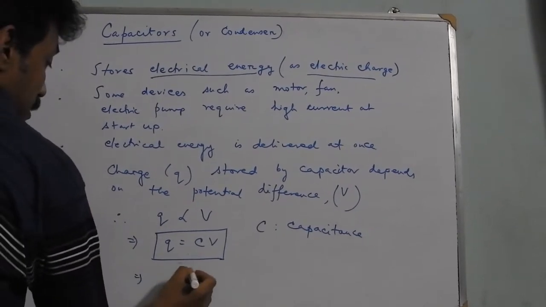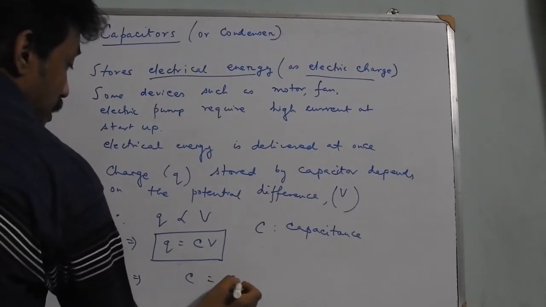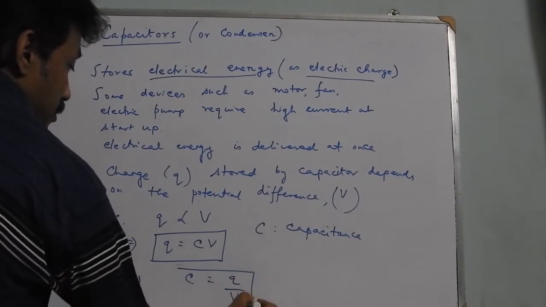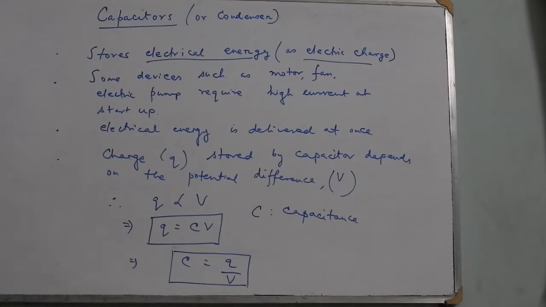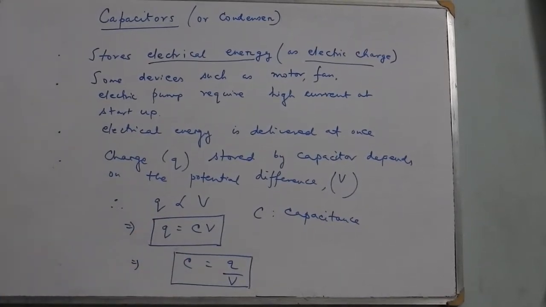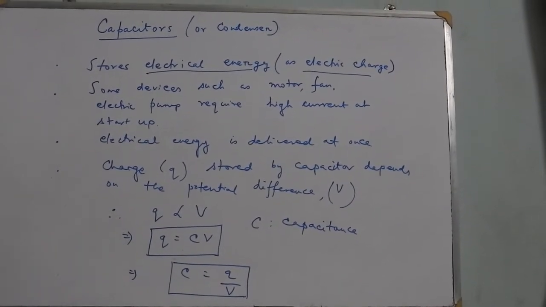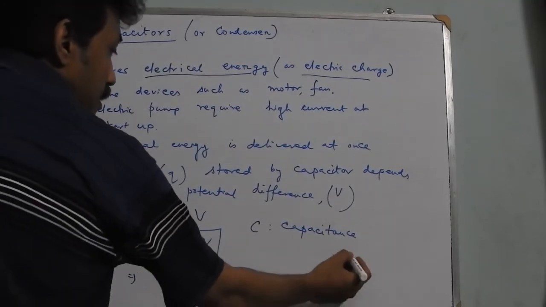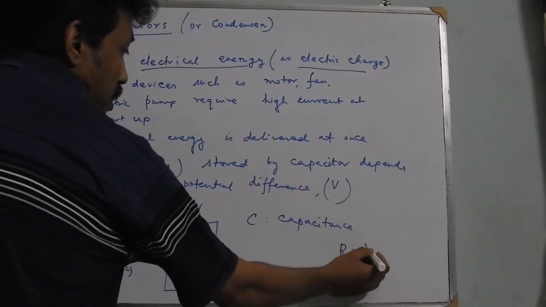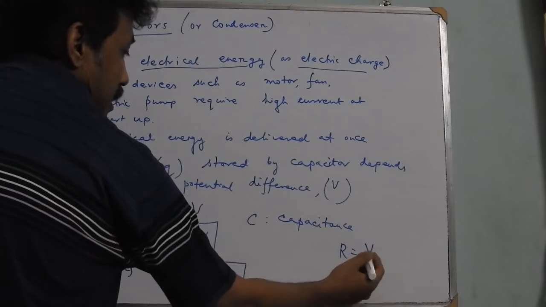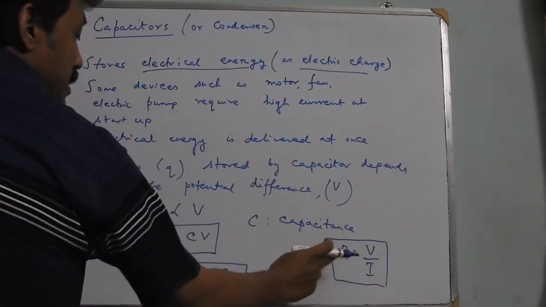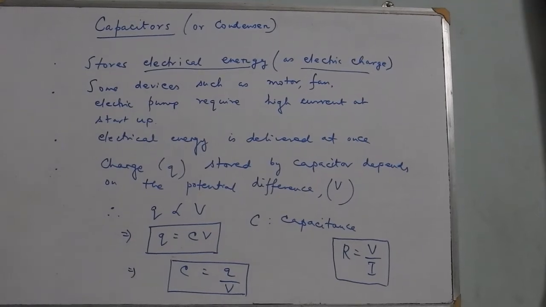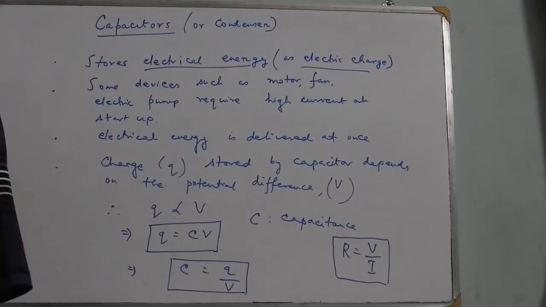You see that C is obviously Q by V. The relationship might show you that capacitance depends on Q or capacitance depends on V, but it's not so. You can compare it with Ohm's law, where the resistance was equal to the potential difference by the current, but here the resistance does not depend upon the potential difference or the current. The resistance depends upon the length of the conductor, the temperature, and the area of cross section of the conductor.